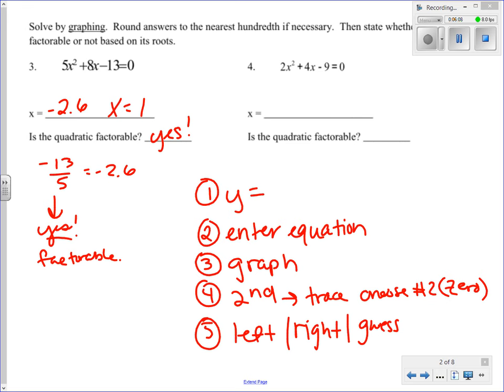All right, so if you do that here, you should get negative 3.35 as well as 1.35. These are actually not factorable, okay? It did say to round to the nearest hundredth. That's 2 decimal places, okay? Is a quadratic factorable? I guess I should put no there. It is not factorable, okay?